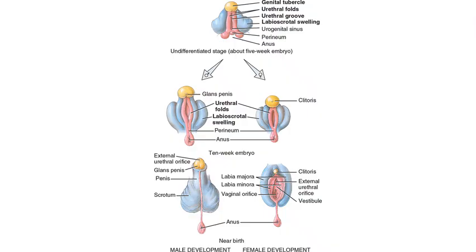Now, the labioscrotal swellings develop into the scrotum, and in the absence of this DHT, the genital tubercle gives rise to the clitoris in female embryos. The urethral folds then remain open as the labia minora, and the labioscrotal swellings become the labia majora. The urethral groove becomes the vestibule, and after birth, androgen levels decline because hCG is no longer present to stimulate the secretion of testosterone, further helping with sexual orientation development.